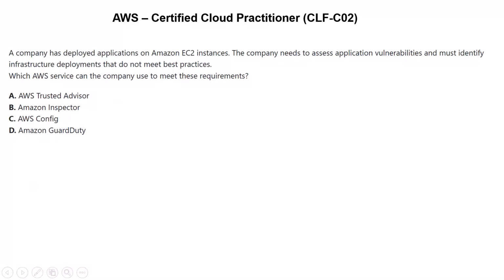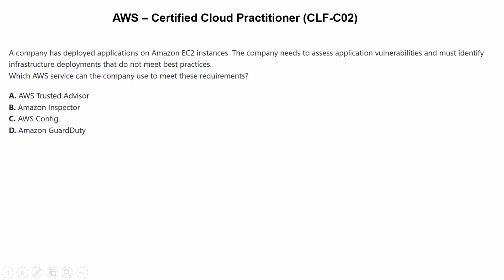Next question. A company has deployed applications on Amazon EC2 instances. The company needs to assess application vulnerabilities and must identify infrastructure deployments that do not meet best practices. Which AWS service can the company use to meet these requirements? Option A. AWS Trusted Advisor. Option B. Amazon Inspector. Option C. AWS Config. Option D. Amazon GuardDuty.